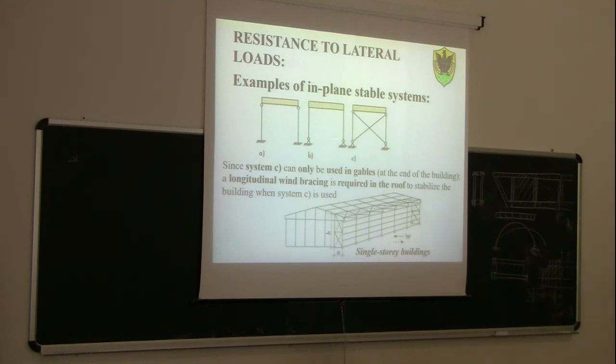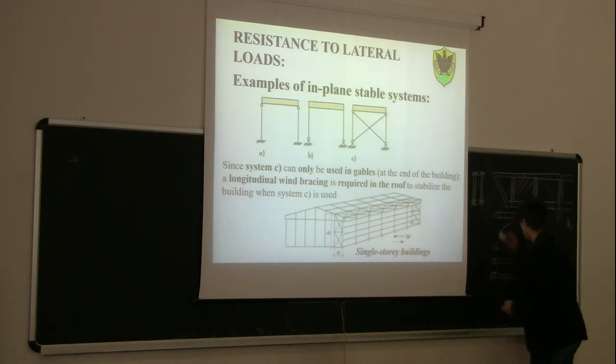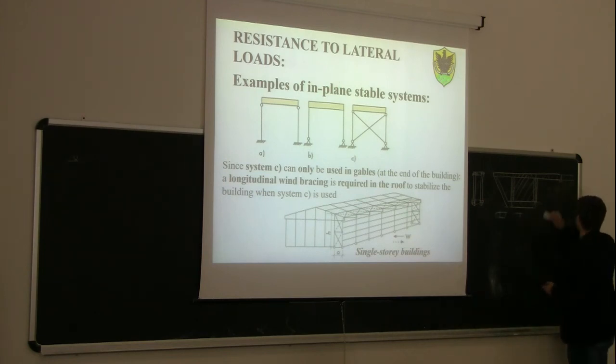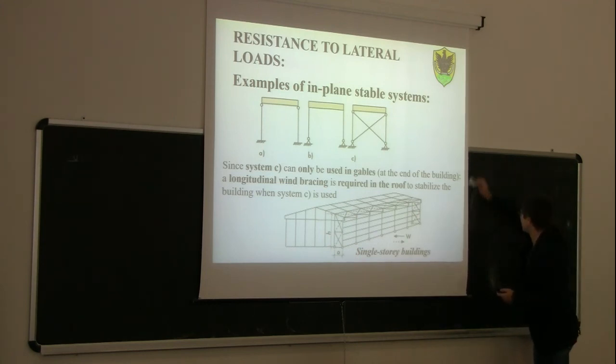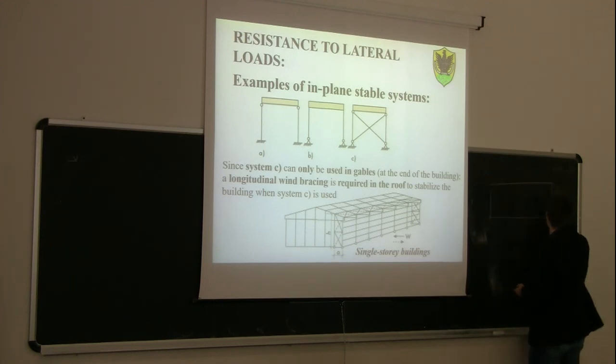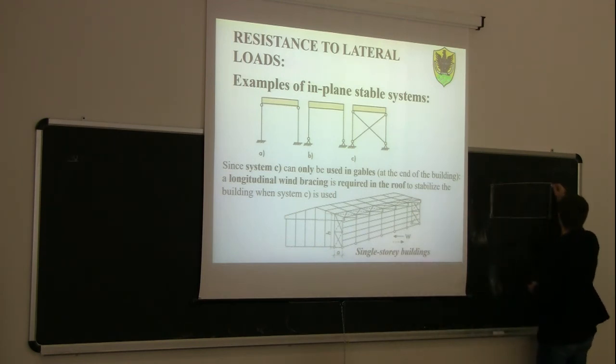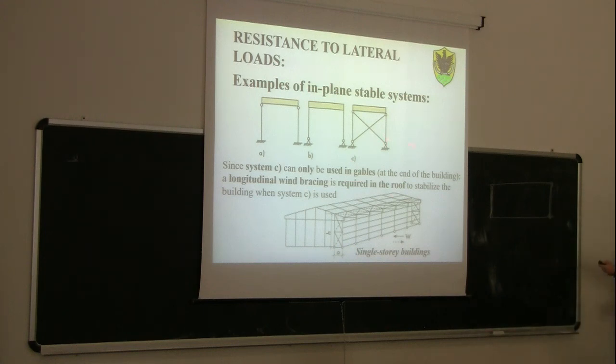In this case, if we use system C, meaning that, for example, we use one system here and one system there at the cable, we need, in order to make the system stable, to make sure that the general lateral force may be transferred to the bracing. So in other words, if this is our building, only at the end we have a system like this. Okay, so here and here we have a system like this, which is stable.